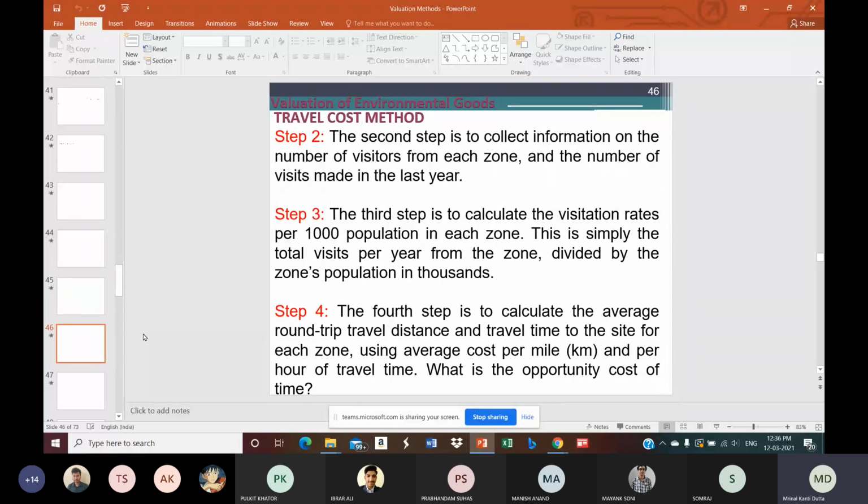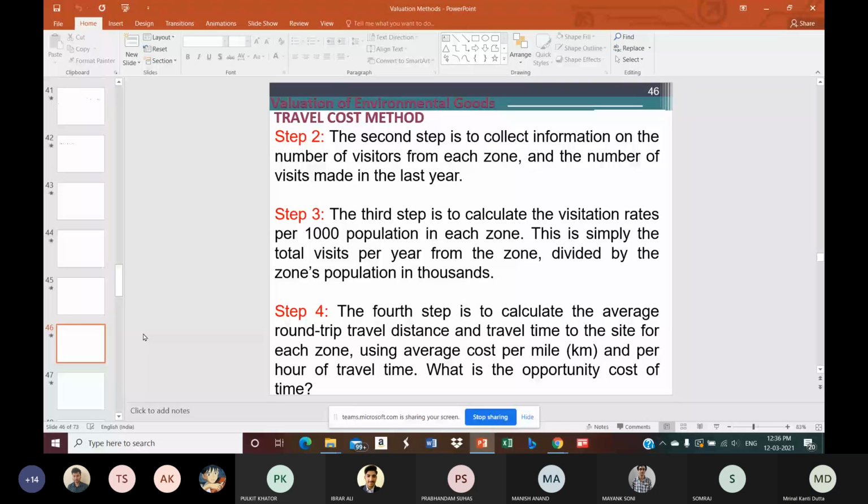So once we have an idea of the zones, we'll try to collect information on the number of visitors from each zone and the number of visits made in the last year. Okay? Number of visitors from each zone and the number of visits made in a reference period, and that reference period is normally the previous year. Once that is done, information has to be collected on various attributes or parameters. While talking about cost, definitely the cost of travel, cost of accommodation, cost of entry fee, all that information has to be collected, and this will be for different zones.